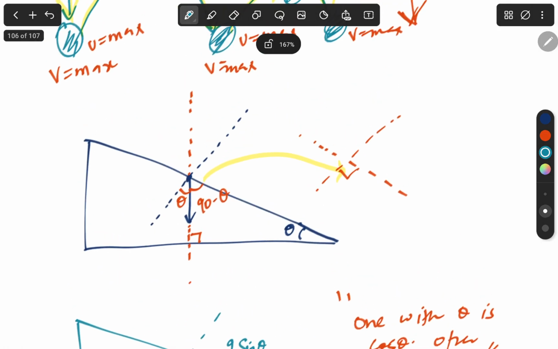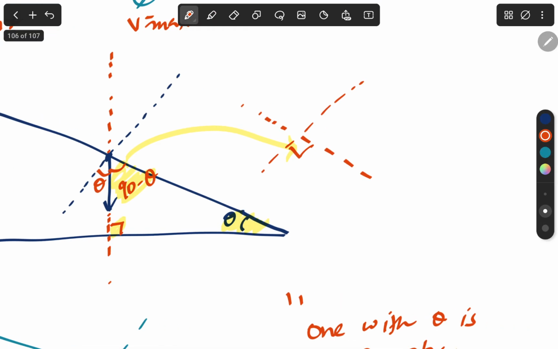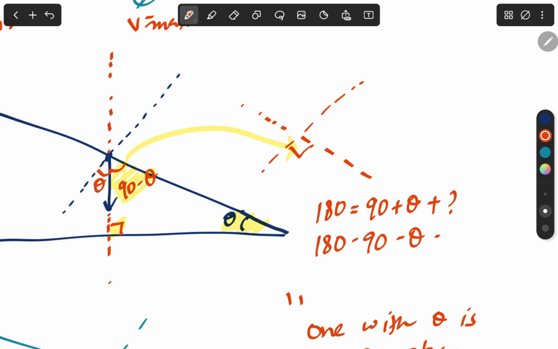Another thing we saw was inclined planes. We saw that this angle is theta, this is 90 minus theta, and this is 90, right? Because 180 equals 90 plus theta plus question mark. Let's say this thing is question mark, right? So if you move it to the other side, you will get 180 minus 90 minus theta equals question mark. So that's going to be 90 minus theta equals question mark. So this angle becomes 90 minus theta.